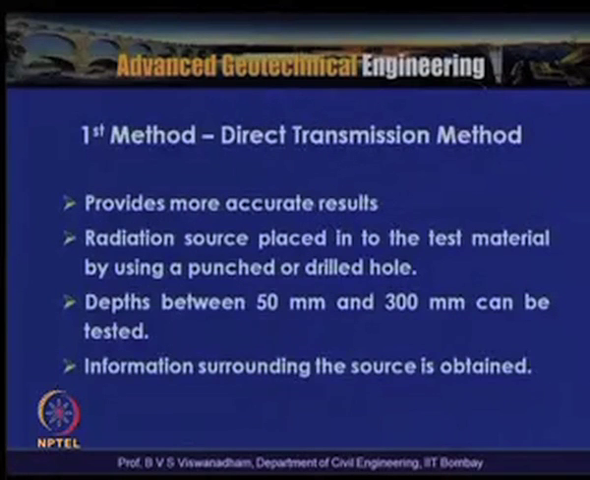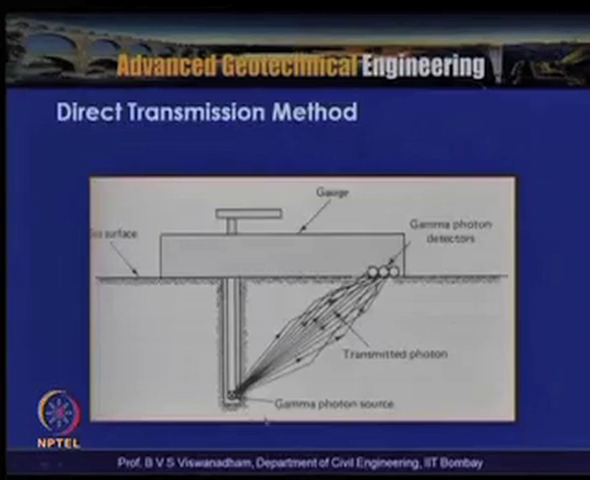The first method, as shown here, provides more accurate results. Radiation sources are placed into the test material using a punched or drilled hole, and depths between 50 mm and 300 mm can be tested, and information surrounding the source is obtained. This is shown pictorially here. This is the trench where the source is placed and it emits gamma rays, the gamma photon detectors are here, and this is the nuclear gauge which is in touch with the soil.